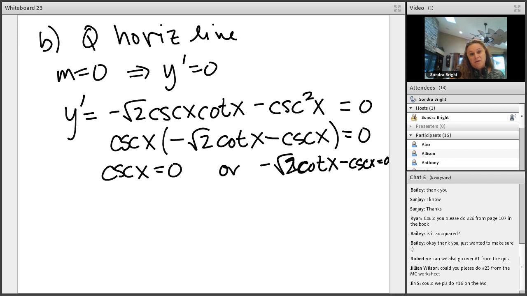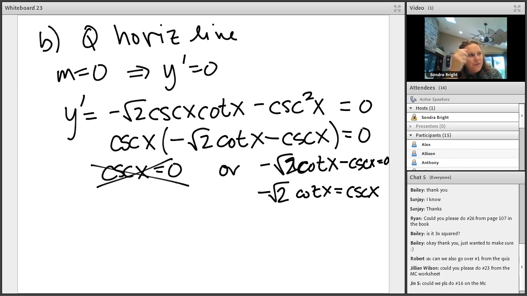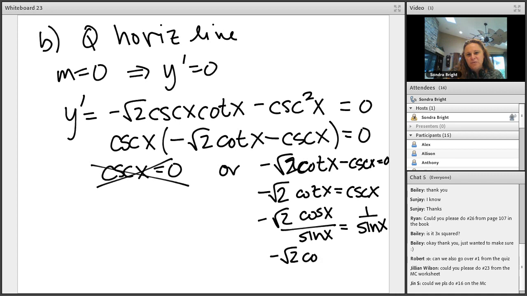So cosecant of x does not equal 0, because it's the reciprocal of sine, right? And so sine is never undefined, so cosecant would never be 0. This one is negative rad 2 cotangent of x. I could add the cosecant of x over to the other side. Is that what I want to do? I feel like I would do cotangent is cosine over sine, and then cosecant is 1 over sine. And if you multiply both sides by sine, you would have negative rad 2 cosine of x equals 1. So cosine of x equals negative 1 over rad 2.